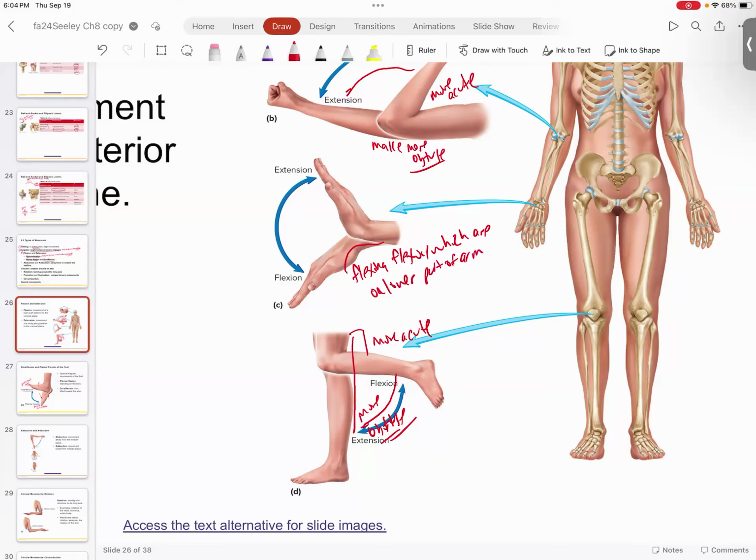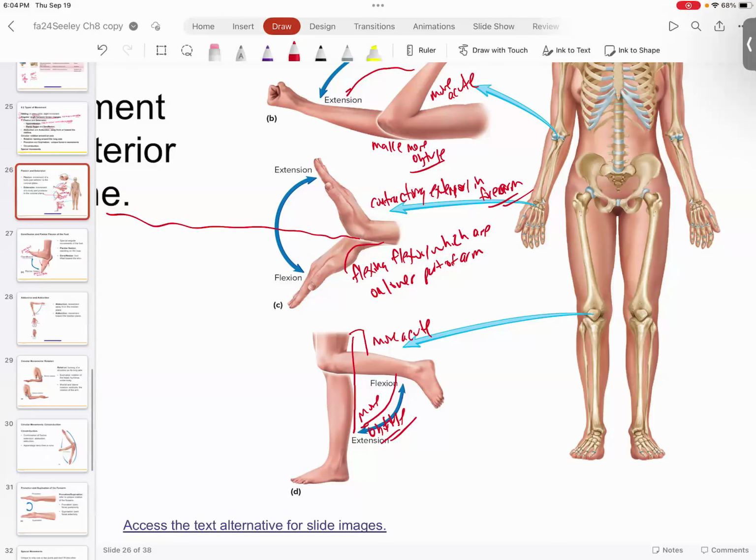And extension, you're moving it away from your shoulder, kind of the way Spider-Man does when he tilts his hand down to shoot his web, right? So he shoots his web out here, right? That's what Spider-Man does. So for you Spider-Man fans, you're welcome. This would be extension. Why? Because you're contracting your extensors in your forearm. And you're going to be learning those extensors and those flexors in the next couple of chapters.